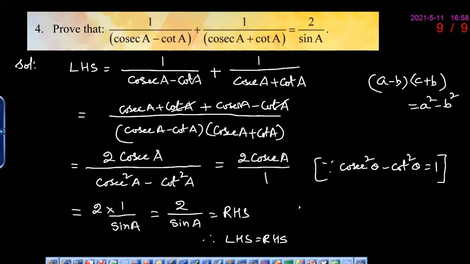When we are substituting any formula, you need to mention it in the box, since cosec θ is equal to 1 upon sin θ. So this is how we can solve this problem.